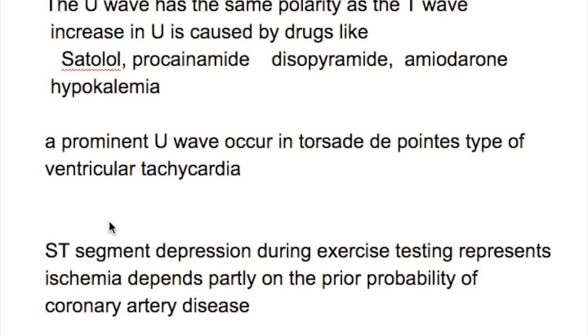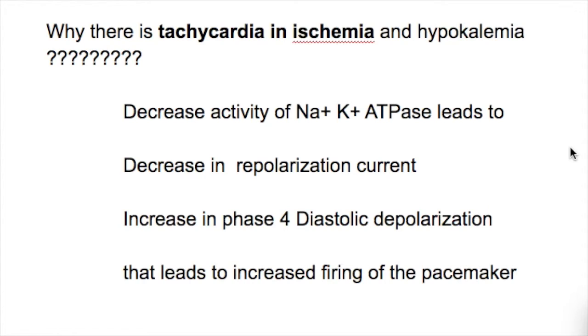The ST segment depression during exercise testing represents ischemia and depends partly on prior probability of coronary artery disease. Why is there tachycardia in ischemia and in hypokalemia? Or what's the mechanism of tachycardia in ischemia? In ischemia, there is decreased activity of sodium-potassium ATPase that leads to decrease in repolarization current. That increases the phase 4 diastolic depolarization and that leads to increased firing of the pacemaker.